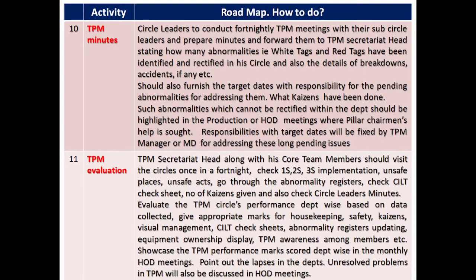Next is the TPM minutes. Circle leaders to conduct fortnightly TPM meetings with their sub-circle leaders and prepare minutes and forward them to the TPM secretariat head, stating how many abnormalities, that is white tags and red tags, have been identified and rectified in their sub-circles. They should also furnish the target dates with responsibility for the pending abnormalities for rectifying them.